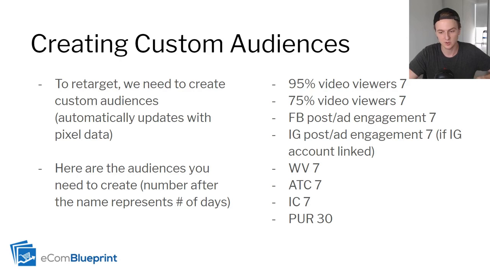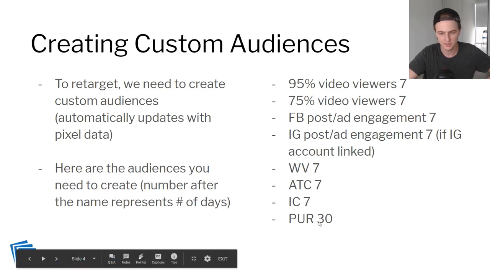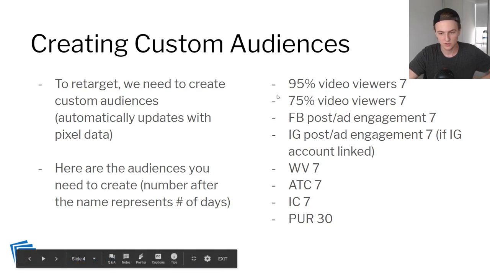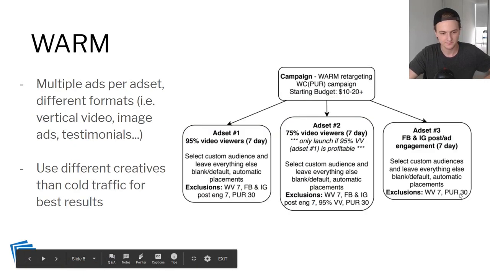When you create a custom audience, it asks you to select a specific time frame. And so this is last 7 days, almost all of them are last 7 days. And then this one is the last 30 days. And so these are all the audiences that you need to create to set up your retargeting funnel the way that I'm going to show you in a second here. So once you've created all of this, you can move on to the next step.